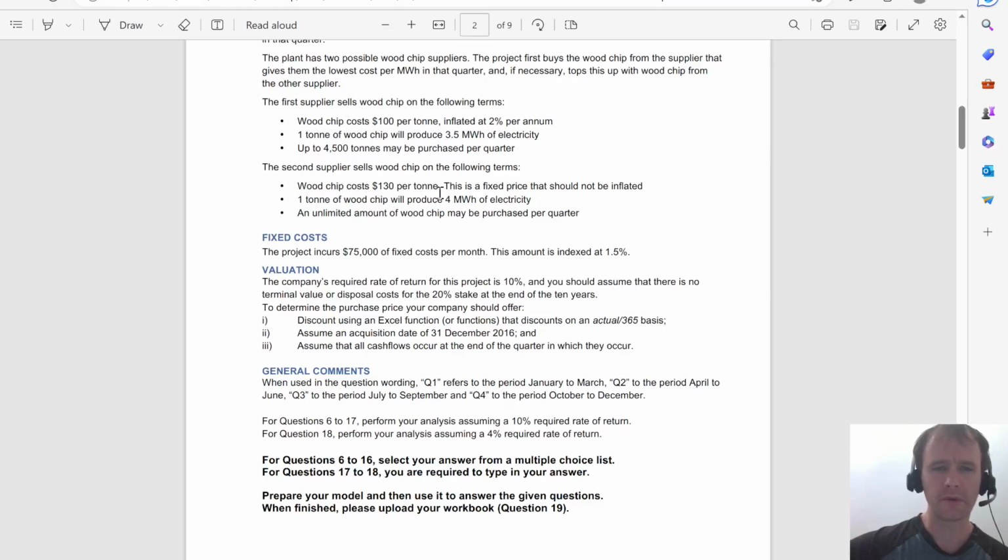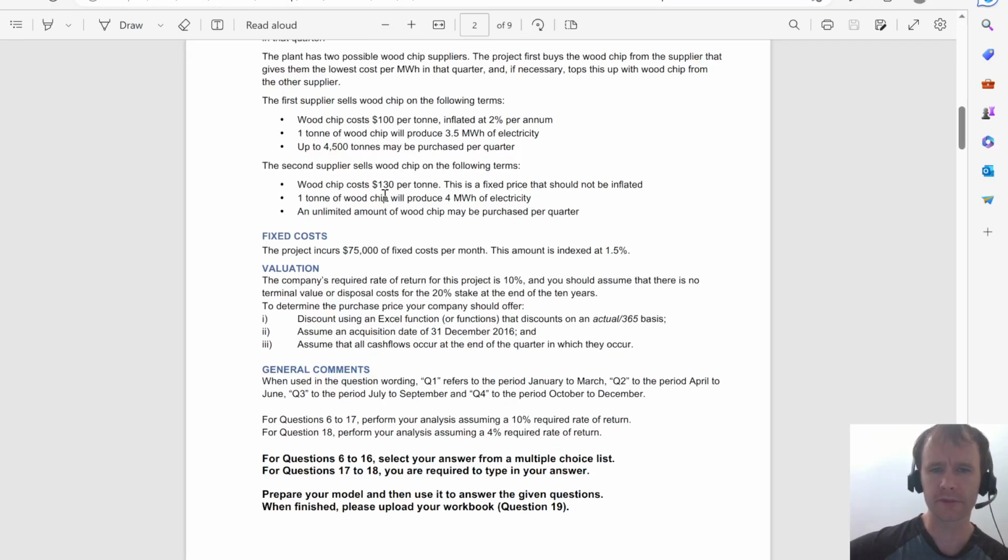So we've got details here: dollars per ton, inflation rate, how many megawatt hours you get per ton, and a limit on the number of tons you can buy from supplier 1. Supplier 2, you can buy as much as you want, and just different versions of those assumptions.